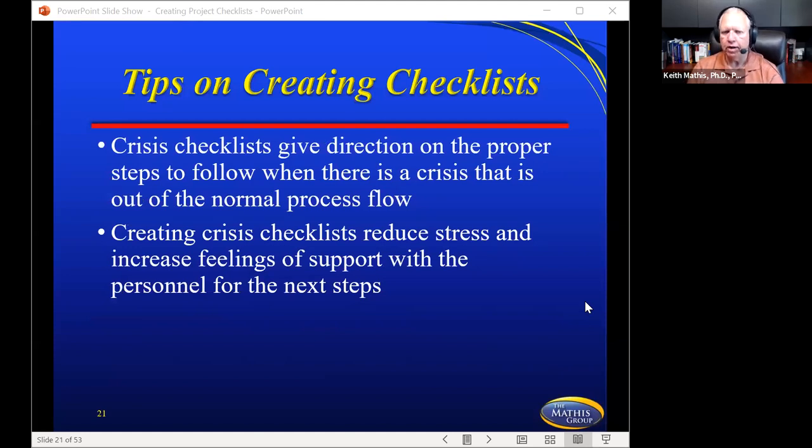Crisis checklists give direction on the proper steps to follow when there's a crisis that's out of the normal process flow. So the normal process flow is for daily activities, daily things that we're doing and working on with an organization, okay? But then the flip side of that is going to be, okay, what happens if this happens? For an example, all of our retail, we have found out with all the tornadoes that have hit over the last several years, your retail people all have an emergency checklist for tornadoes.